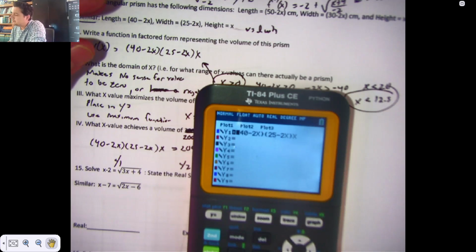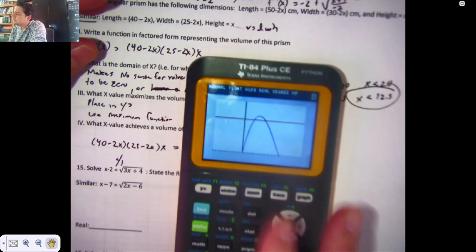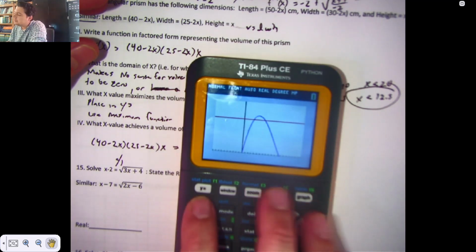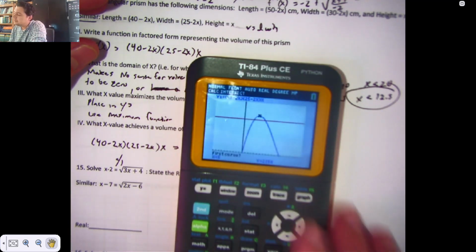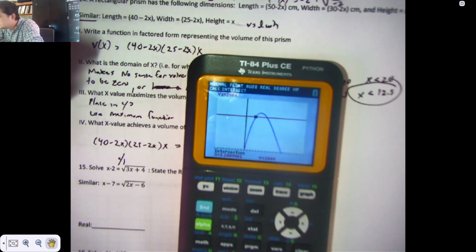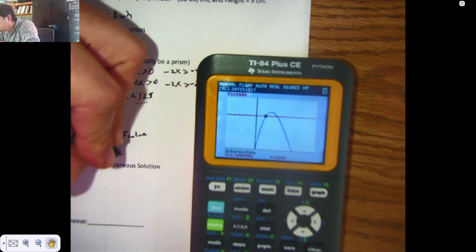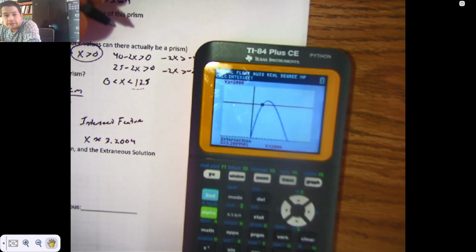So y equals 2000 in y2. Not going to play with my window because I know it's already right. I'm going to hit second trace 5 for intersect, get close on the left, and press enter 1, 2, 3 times. I know that's hard for you guys to read, but I got an x value of about 3.2004. That's one of them.